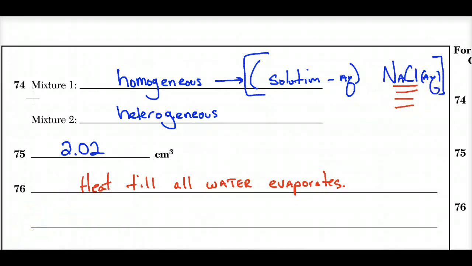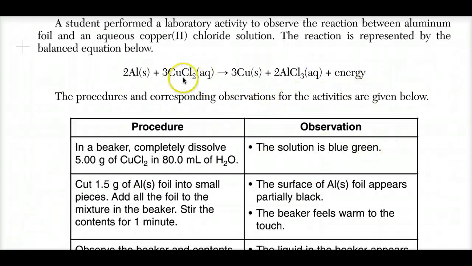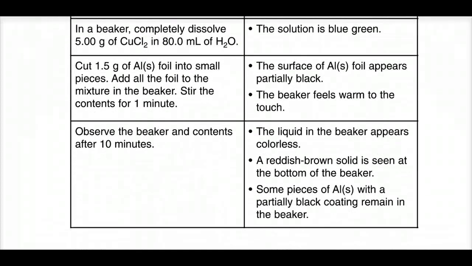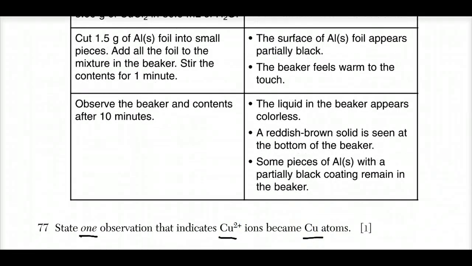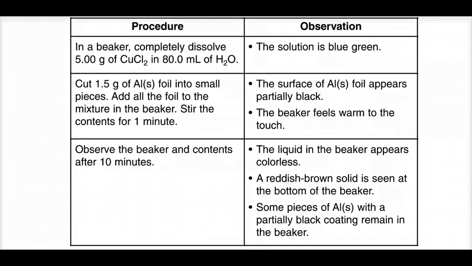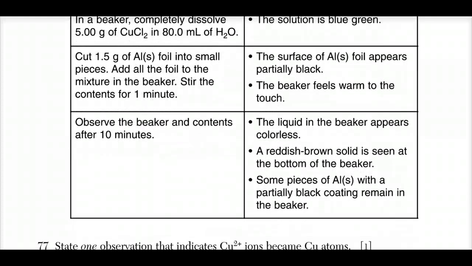Okay, number 77. All right, so we've got a laboratory activity. Here's the reaction, and here's the procedure. Here's some observations. Hey, let's not get ourselves crazy. Let's go see what they want. Number 77, state one observation, just one, that indicates copper plus 2 ions became copper atoms. Okay, well, let's go for observations. The solution is blue-green. The surface of the aluminum foil appears partially black. The beaker feels warm. The liquid appears colorless. A reddish-brown solid is seen at the bottom of the beaker.